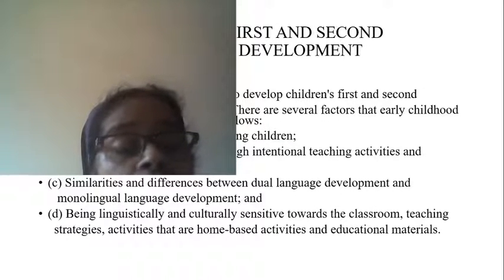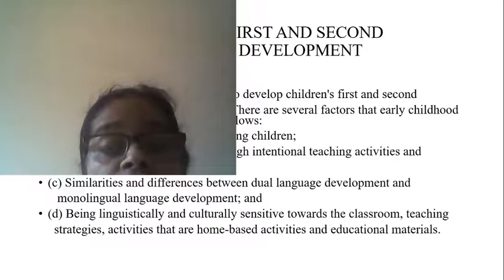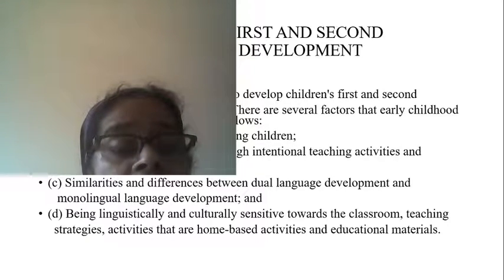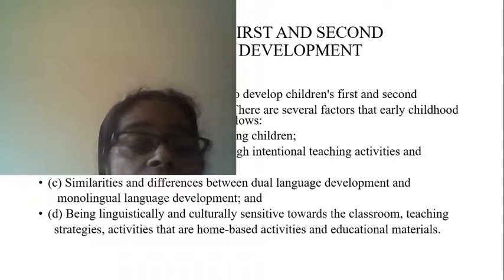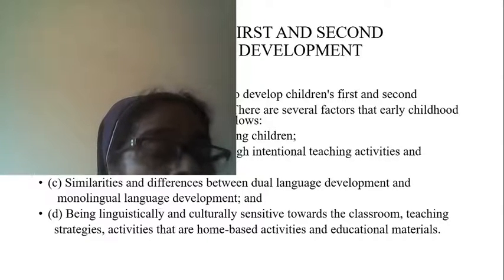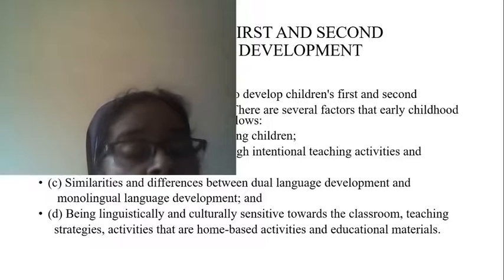Providing sufficient quality support to develop children's first and second language development is important. There are several factors that early childhood educators need to comprehend, which are given below. Number one, the language development in young children. Educators need to understand there's a specific period during which the child learns very fast. As we saw, 300 languages the child can learn.